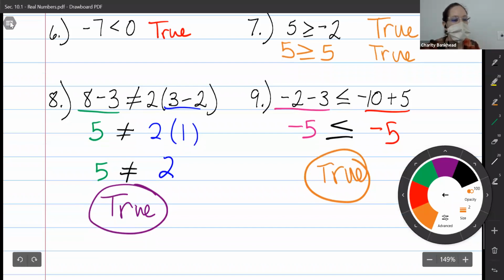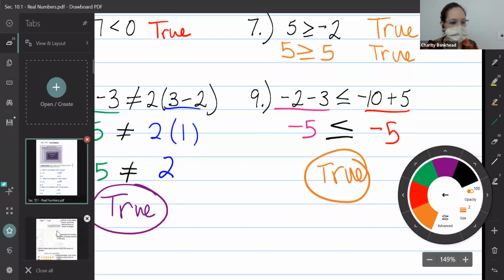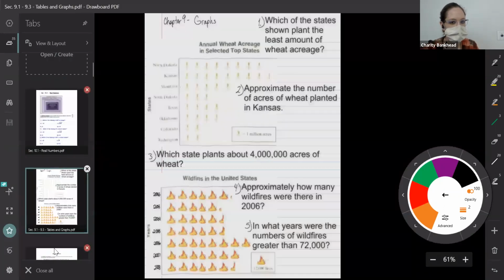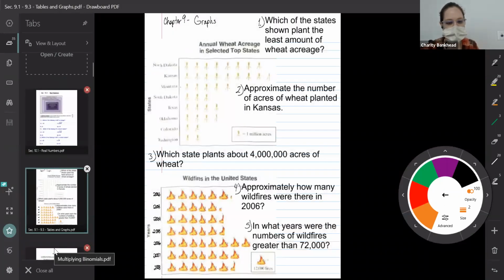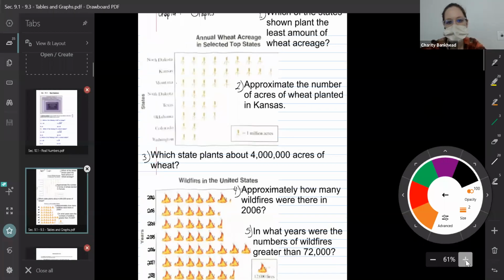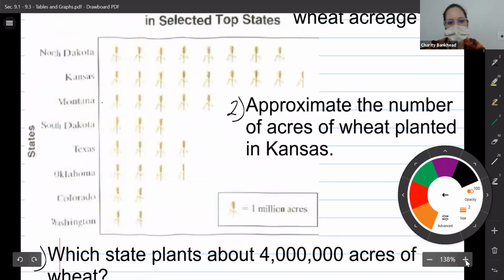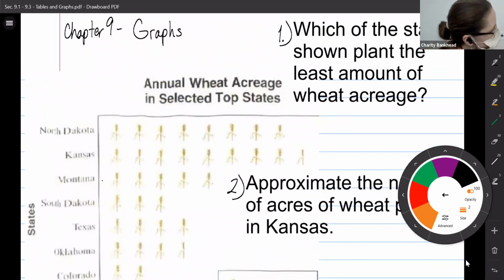Okay, so then we'll move over to chapter 9, which is about charts, graphs, tables, etc. like that. And some of these are kind of hard to see. Let's see, it's not too terrible.